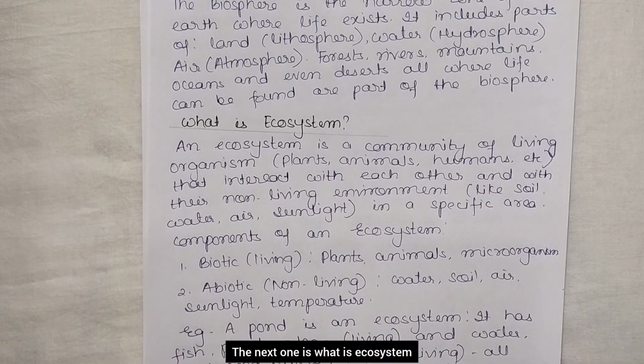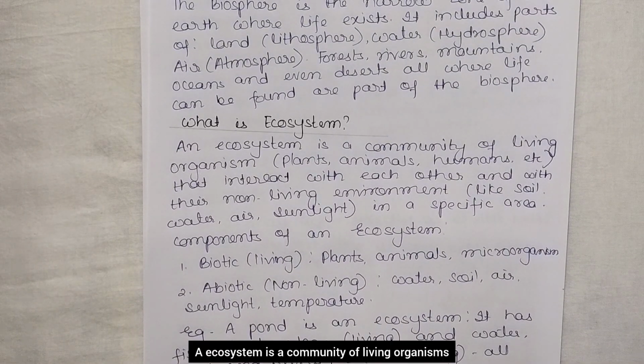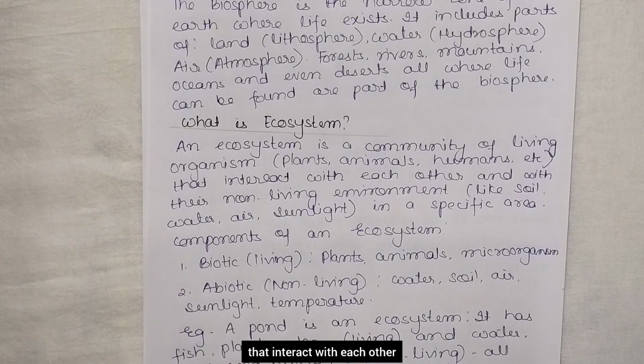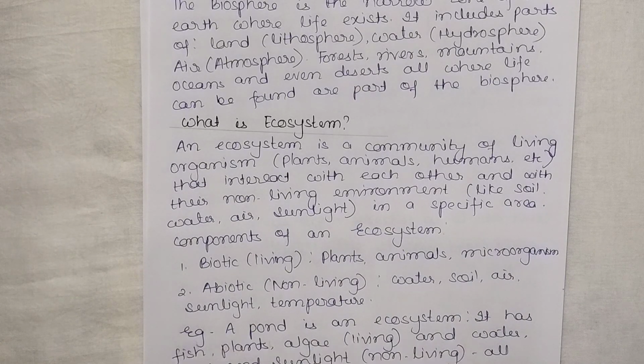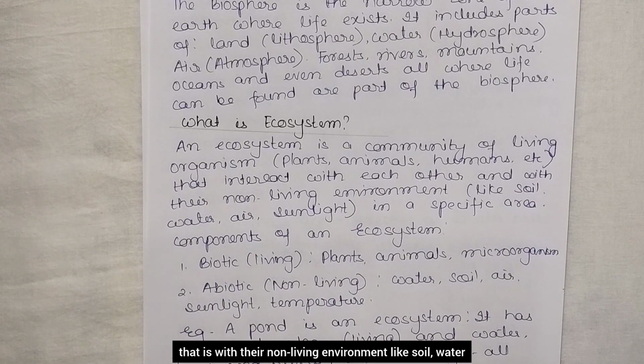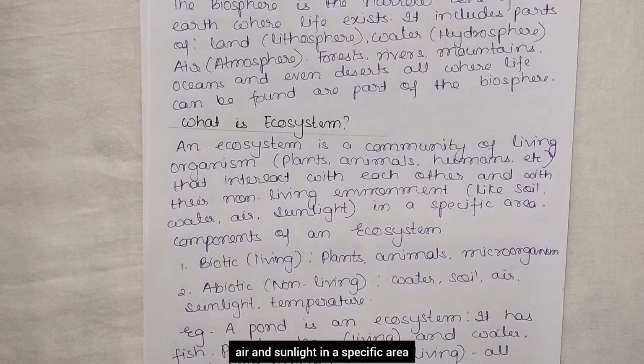The next one is, what is ecosystem? An ecosystem is a community of living organisms, that is plants, animals, humans, etc., that interact with each other and with their non-living environment like soil, water, air, sunlight in a specific area. Then that system is called ecosystem. Okay. So here living organisms are interacting with each other and with their non-living environment like soil, water, air and sunlight in a specific area, and this system is known as ecosystem.